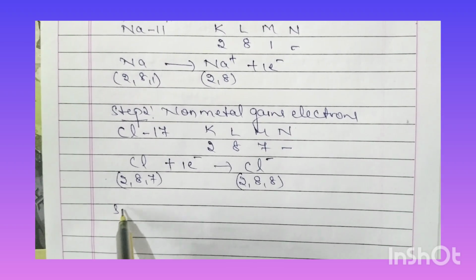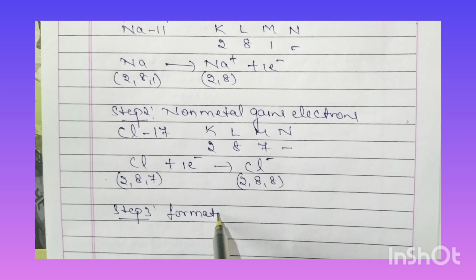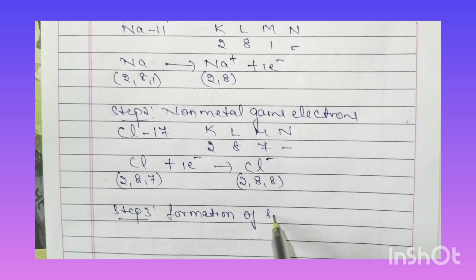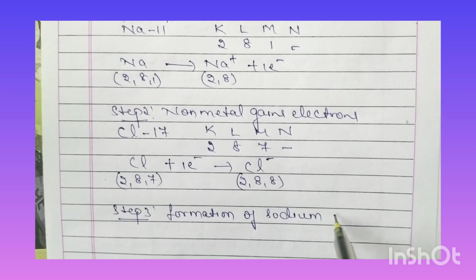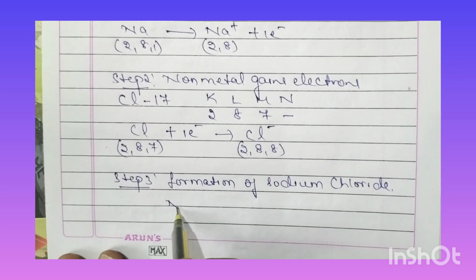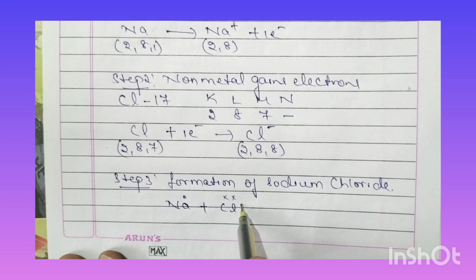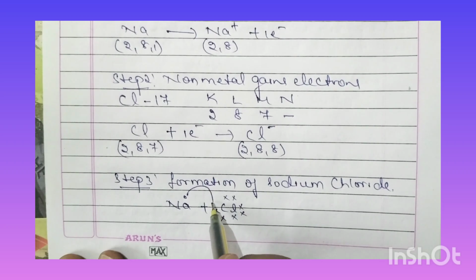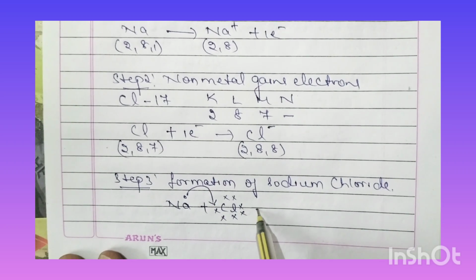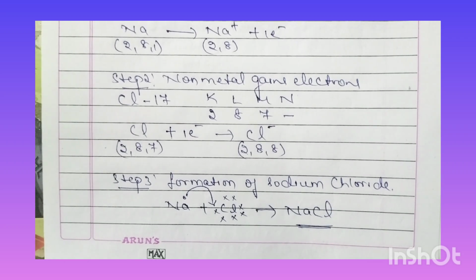Then step number 3, formation of sodium chloride. Na having one electron plus Cl having 7 electrons. Sodium, a metal, transfers one electron to non-metal chlorine to form an ionic compound called sodium chloride. So like this, formation of sodium chloride will take place.